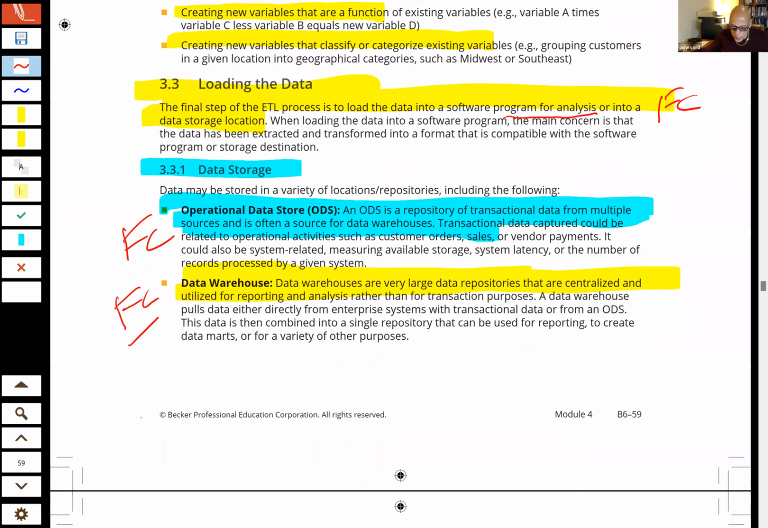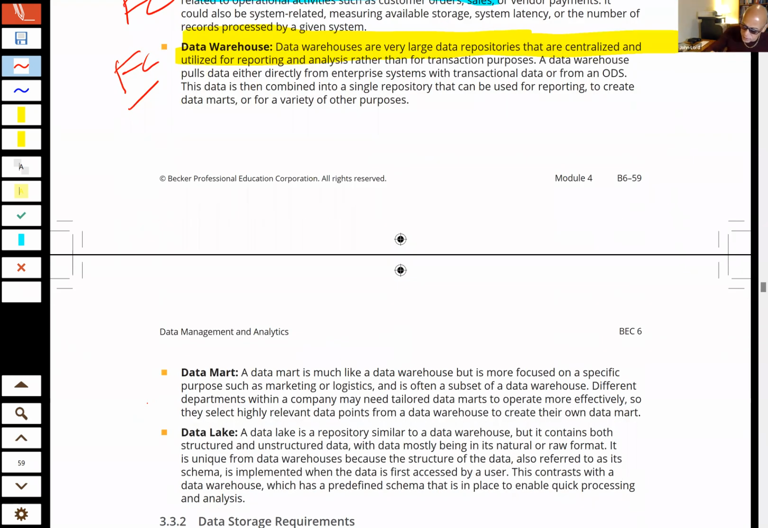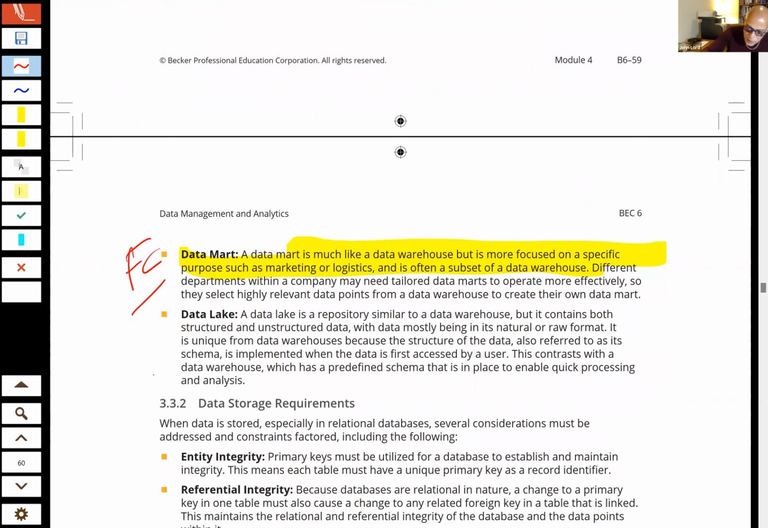Okay. A data mart is much like a data warehouse, but it is more focused on specific purposes such as marketing, etc. So, instead of being at Safeway's warehouse where they may have stuff all over the place, you're now at the Safeway store where you go to the milk department if you're interested in milk, right? Okay. And then a data lake is a data repository similar to a data warehouse, but it contains both structured and unstructured data. The data is probably sitting in its raw format.